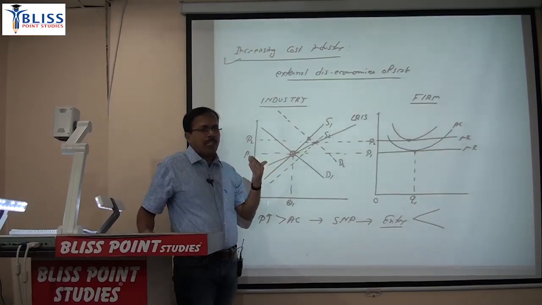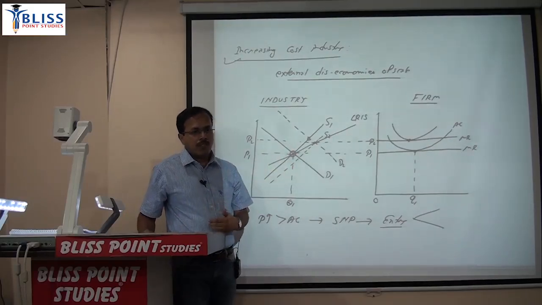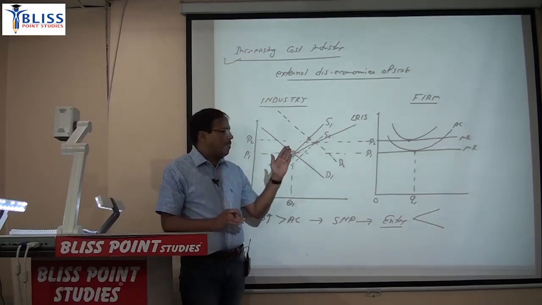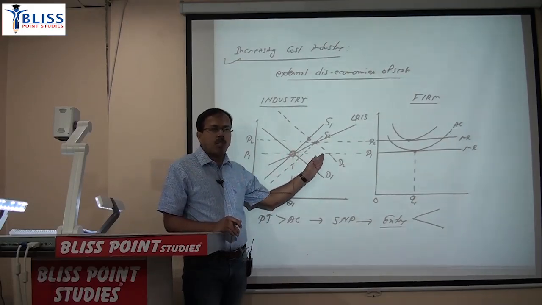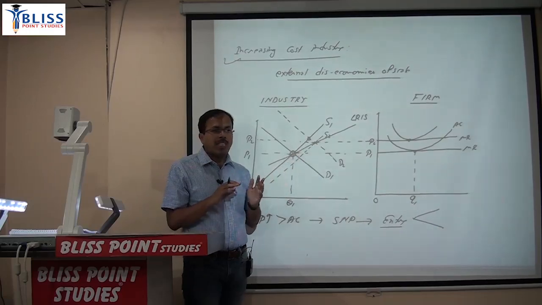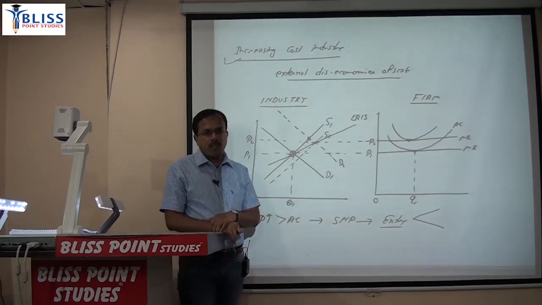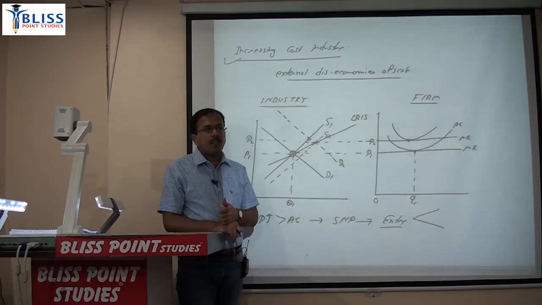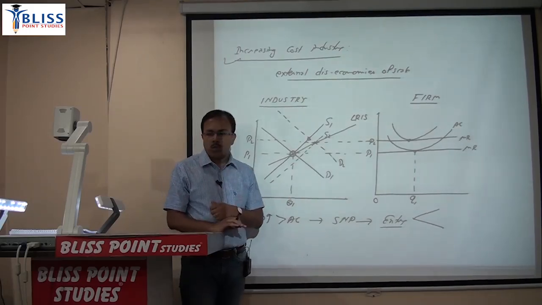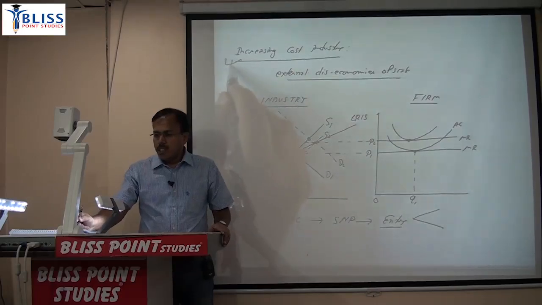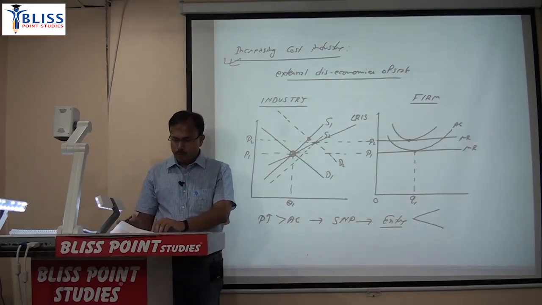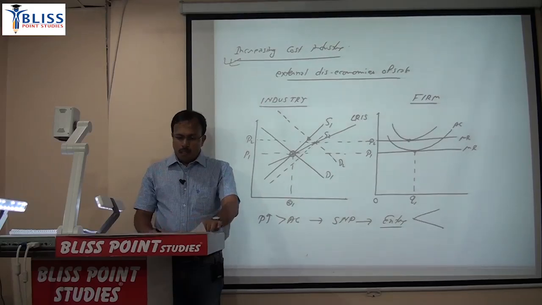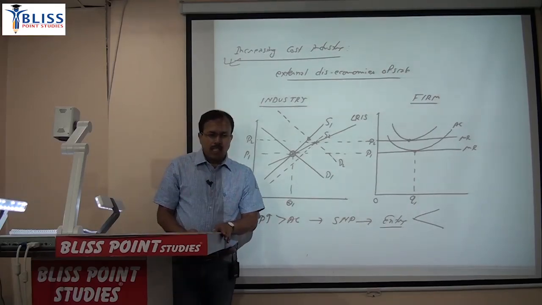So what will be in the case of decreasing? Negative. So in the constant you shifted both equally. In increasing you shifted demand more, supply less. So what will you do in the decreasing cost industry? You will shift supply curve more and demand curve less. So third and last part is decreasing cost industry. Last paragraph only. Decreasing cost industry.